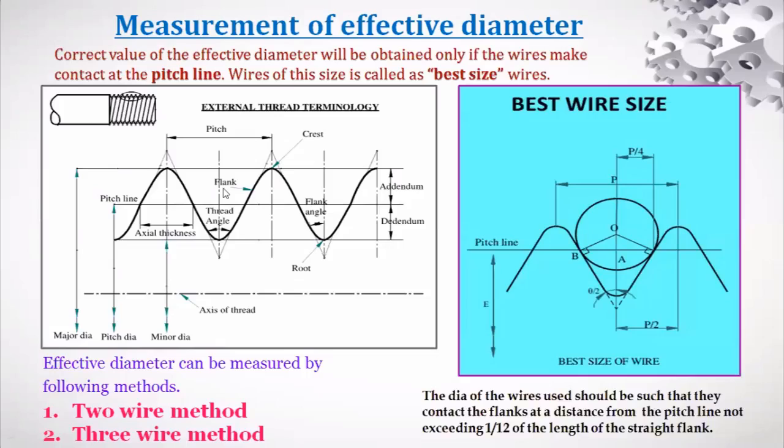And this effective diameter or pitch diameter can be measured by using two methods, two wire and three wire methods. That wire, what that person is using in that video, right? It is a rod or the wire. Those wires, if you want to use them for the measurement, have to be of the best size. It should be best size wire.